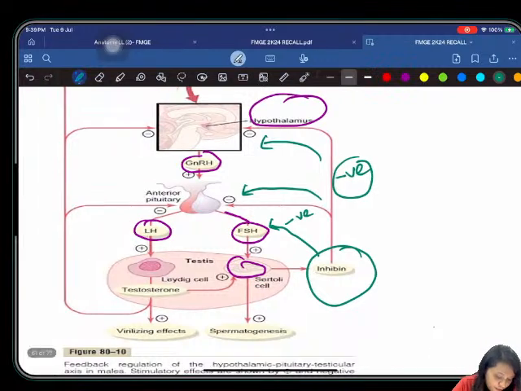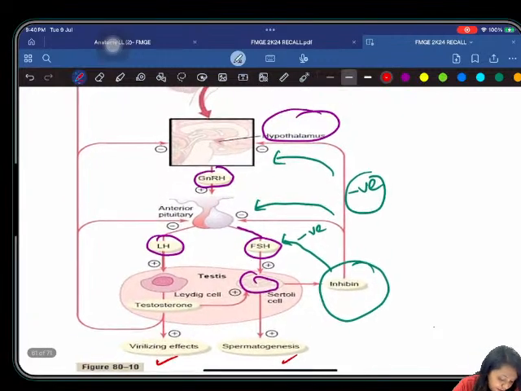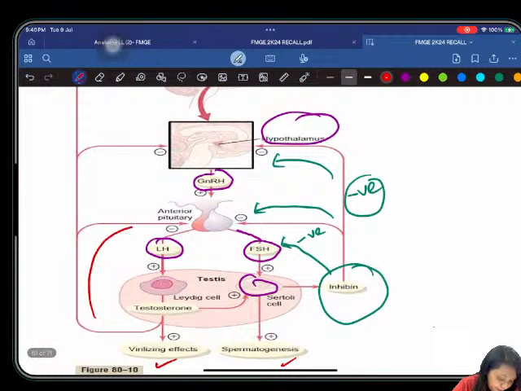From the luteinizing hormone, from the Leydig cell, they are going to release testosterone, and it will have a virilizing effect. The Sertoli cell will have spermatogenesis, and the testosterone will have a negative feedback on the anterior pituitary. It is also going to have a negative feedback on the hypothalamus.